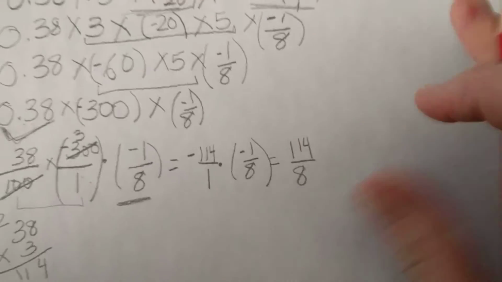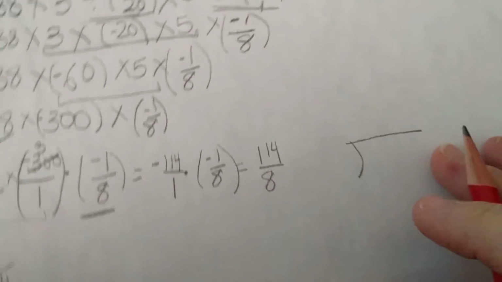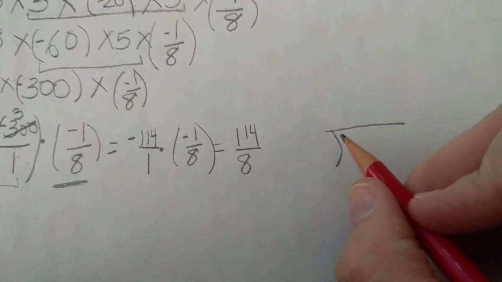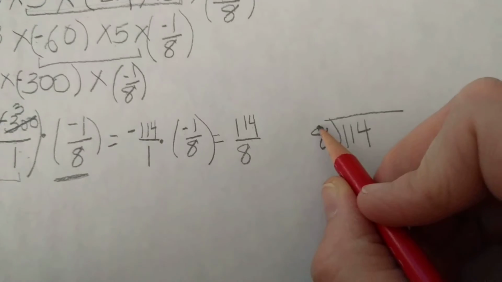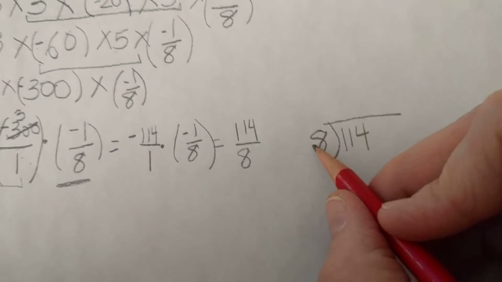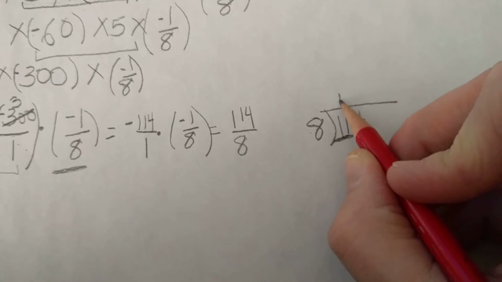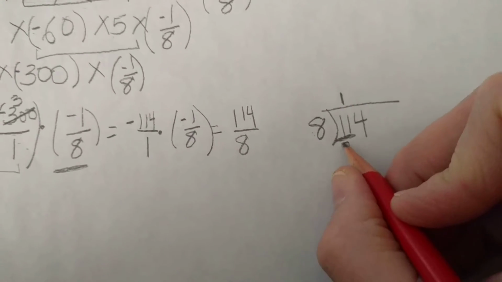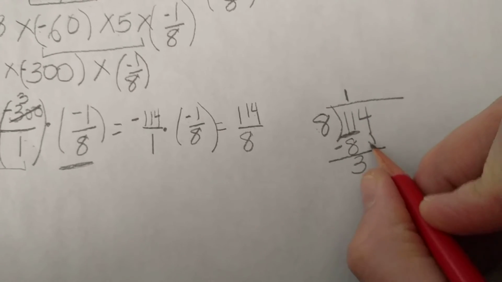So we're just going to turn it into a mixed number, and this is a pretty easy step. We've learned how to divide fractions. Top number is on the diving board and it goes into the pool. Bottom number is waiting at the stairs. So 8 can't go into 1. 8 can go into 11 one time. Now we multiply. 1 times 8, 8. Subtract. That gives me 3. And now we bring down.